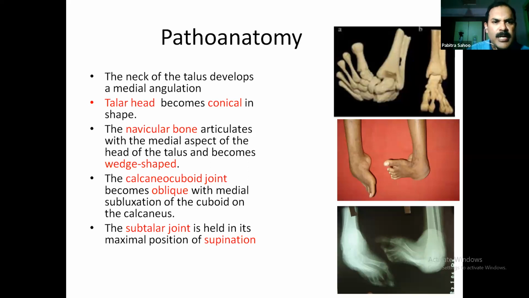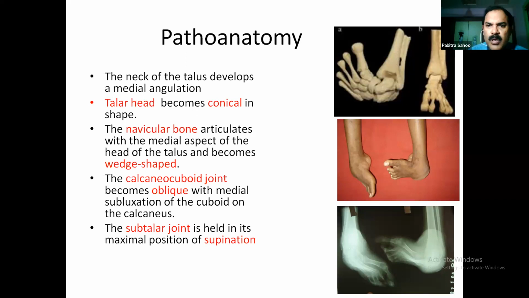So what happened to the talus? Talus is the main culprit here in the club foot. That is the least displaced but most deformed bone. The rest of the bones are displaced around the talus. So what happened to the talus? The talar head became conical in shape in case of neglected club foot.